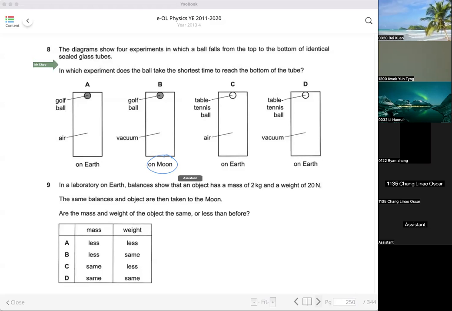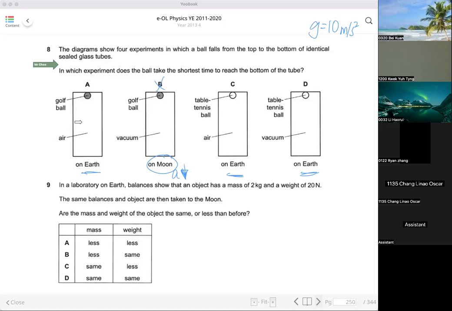You know that the moon acceleration is low. Okay, so B will be wrong. So now we compare on Earth. On Earth, the acceleration due to free fall is about 10 meters per second square. So all these three should actually fall at this acceleration. But which one will fall the fastest?